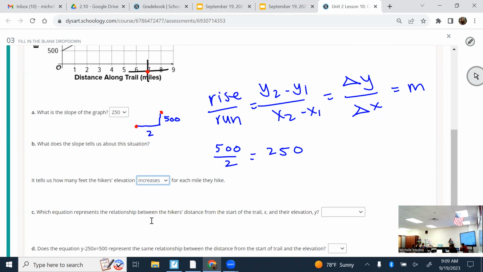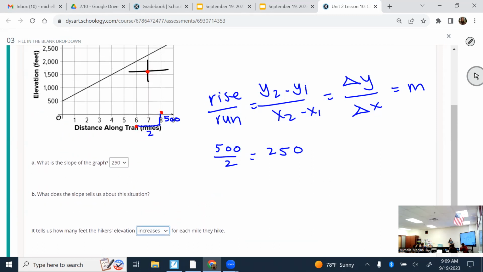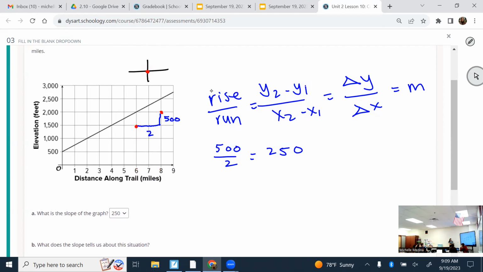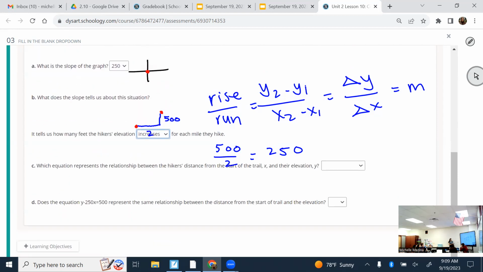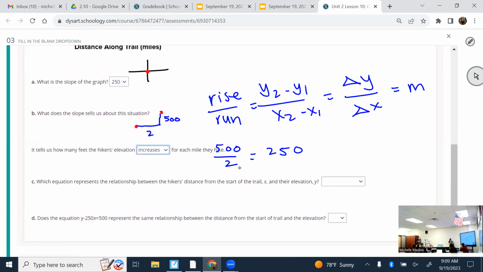Increasing. You can tell for two reasons. One, our slope was positive. And you can also tell just from looking at it right here, it's going up from left to right. So that's a positive slope as well. All right, so there's that. Which equation represents the relationship between the hiker's distance from the start of the trail and their elevation y?